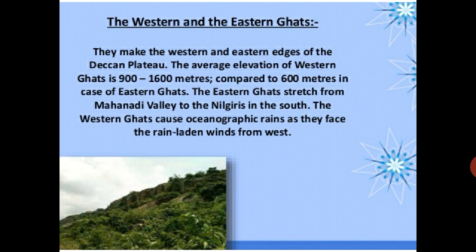Now Western and Eastern Ghats. They make the western and eastern edges of the Deccan Plateau. See, the Deccan Plateau is a triangular type, so it makes the western and eastern edges. The average elevation of the Western Ghats is 900 to 1600 meters compared to 600 meters in case of the Eastern Ghats. The Eastern Ghats stretch from the Mahanadi Valley to the Nilgiris in the south. The Western Ghats cause orographic rain as they face the rain-laden winds from the west.